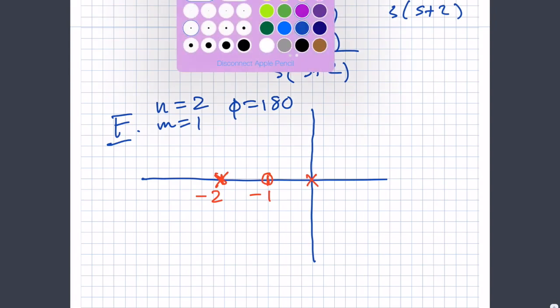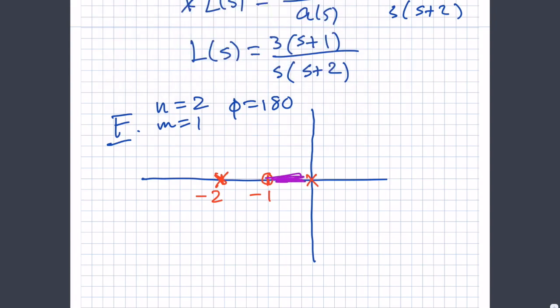We know that the real axis is on the root locus in this region, and in this region as well. Okay, so this pole moves towards that zero, and this pole moves towards the zero at infinity. That satisfies all the rules that we've talked about for the root locus. So that's what I would expect to see on an exam for a problem like this.